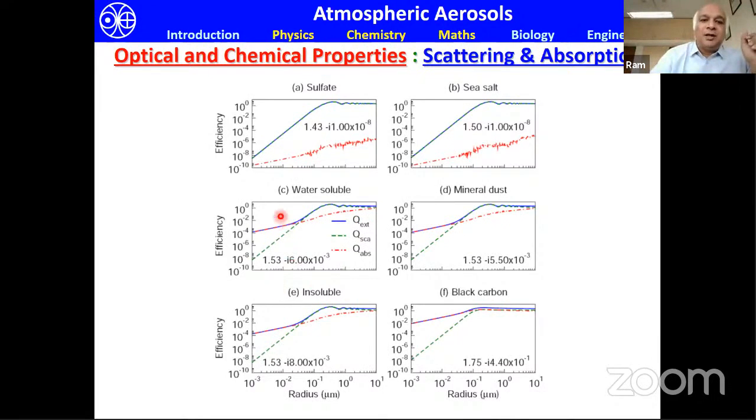Here, for example, I have shown the scattering efficiency, the extinction efficiency of particles, and the absorption efficiency. Let us focus on sulfate and black carbon. For sulfate, the imaginary part is 1 × 10⁻⁸. For black carbon, it is 0.44. You can see that in the case of sulfate, there is no absorption contributing to extinction, while in the case of black carbon, it is the absorption that is contributing to extinction.